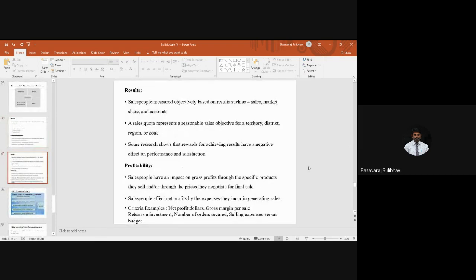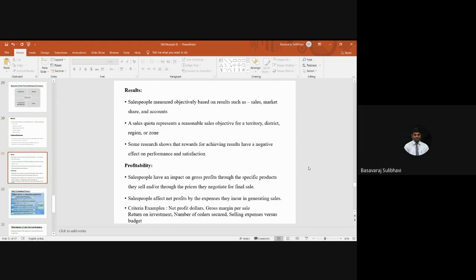Then we have certain results where salespeople are measured objectively based on results such as sales, market share, and also the accounts. As I told you, accounts with the customers which they bring to the organization. So here you can measure this result dimension on the basis of how much sales a salesperson brings for the organization, what level of market share he has covered, where he has helped the organization gain in a specific market or segment, and how many customers he has brought to the organization.